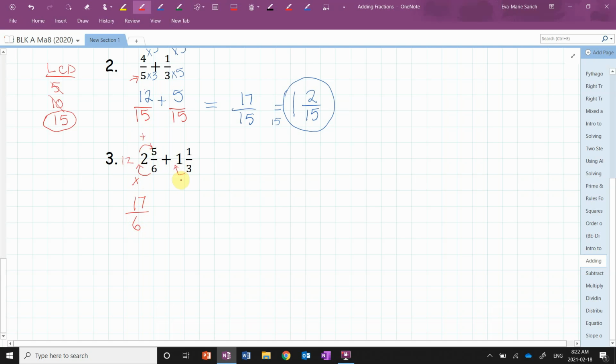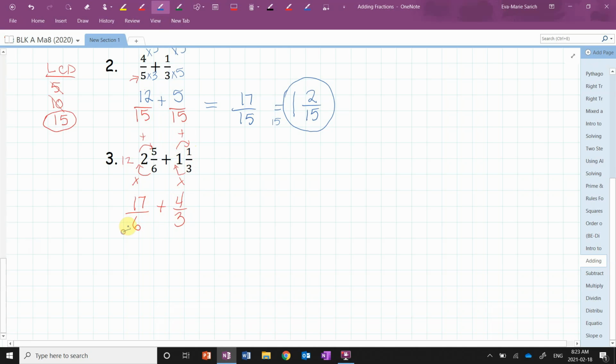Go to the next fraction. Multiply, then add. So 3 times 1 is 3, plus 1 is 4. So that gives you 4 over 3. All right, put the add between. The next step is to find a common denominator. They're not the same on the bottom.